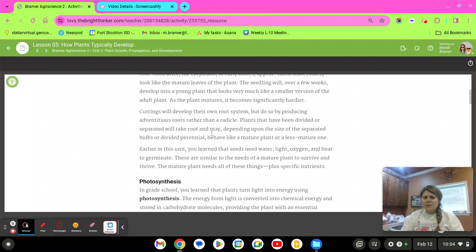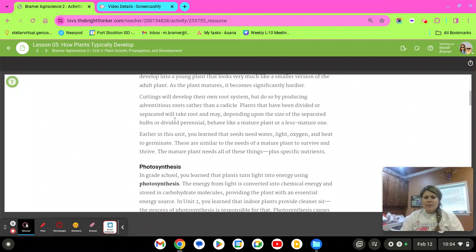Cuttings develop their own root system, so they produce adventitious roots. Those are roots that spread rather than a radicle. Plants that have been divided or separated take root. It may behave like the mature plant or a less mature one.